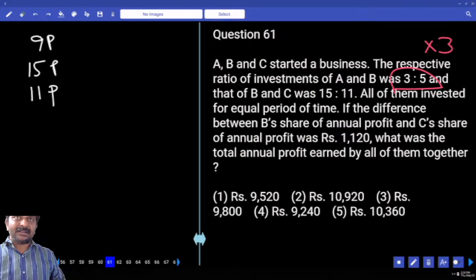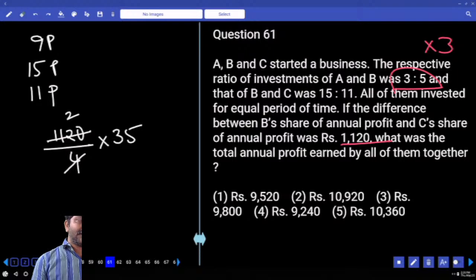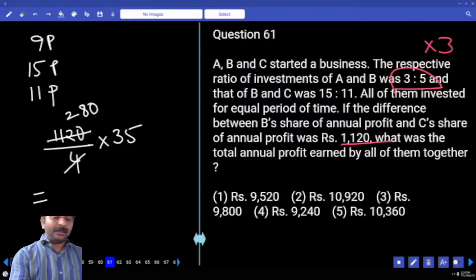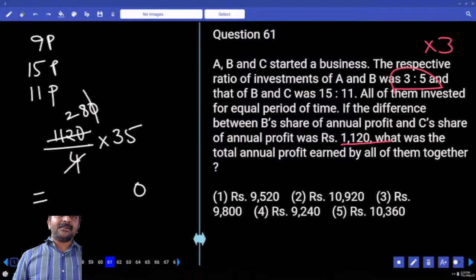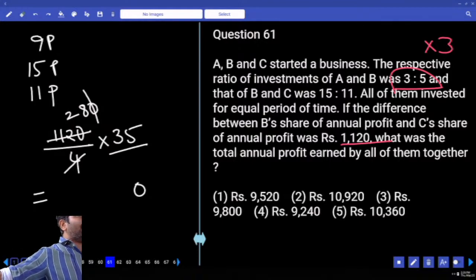35 parts, correct. 1120 is the difference of B's share and C's share, which is equal to 4 parts, then one part is equal to 1120 by 4. The question is about total profit, which is 35 parts. 4 2 times, 8 times, and then 0. Yes, you have a 0, there will be 0. 35, is it a 5 multiple? In 28, do you have an even number? 5 multiple and even number ends with 0, right?